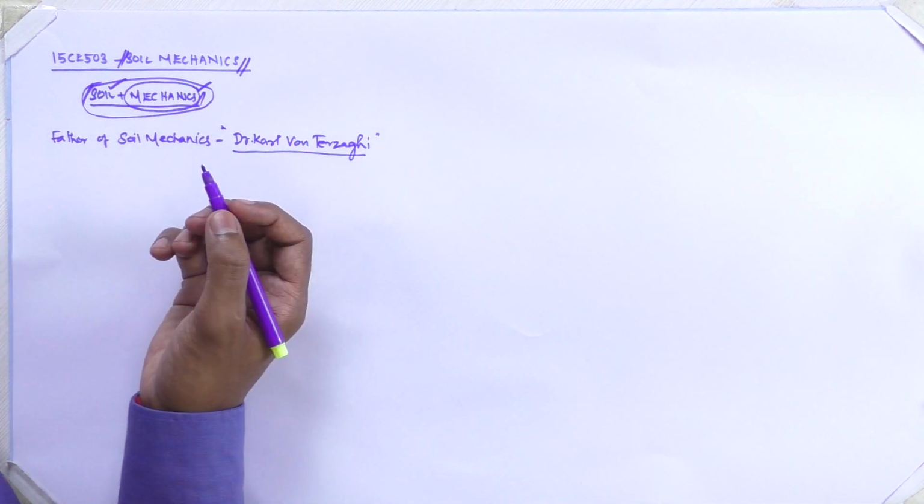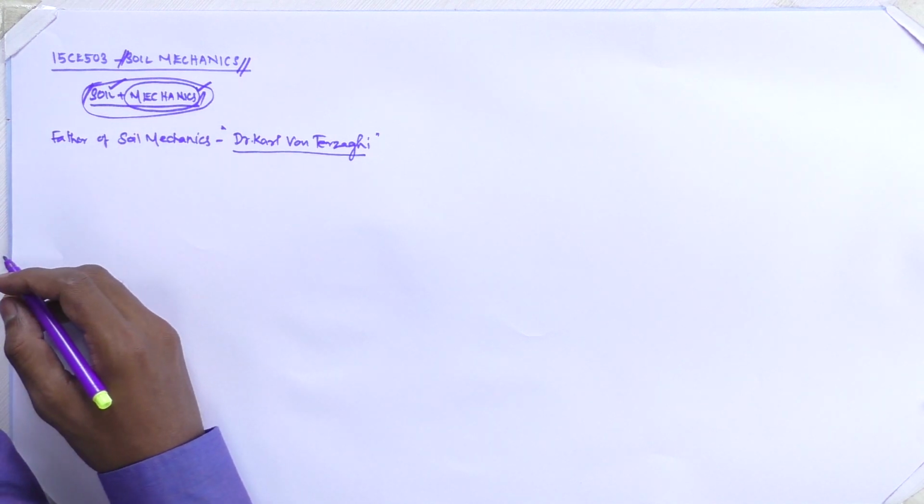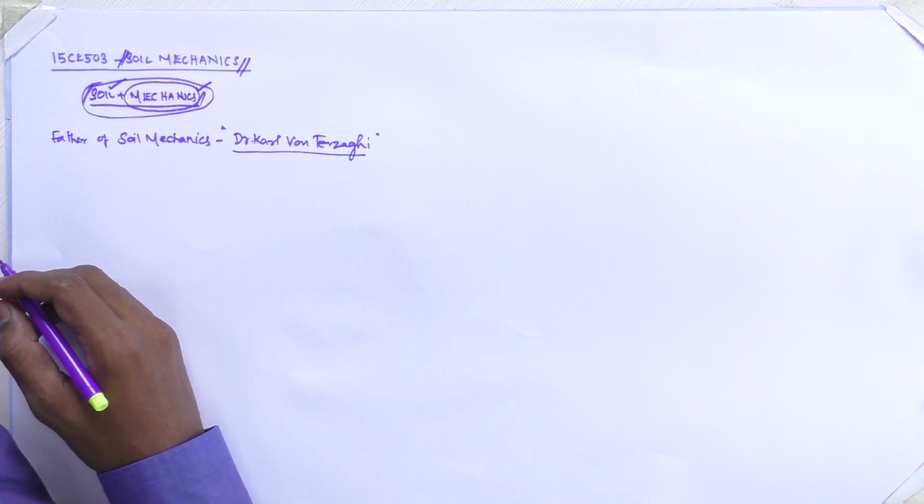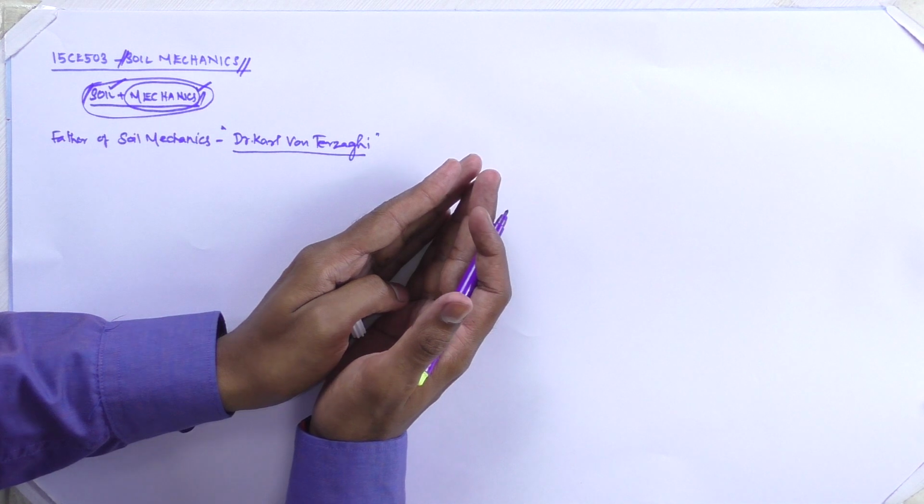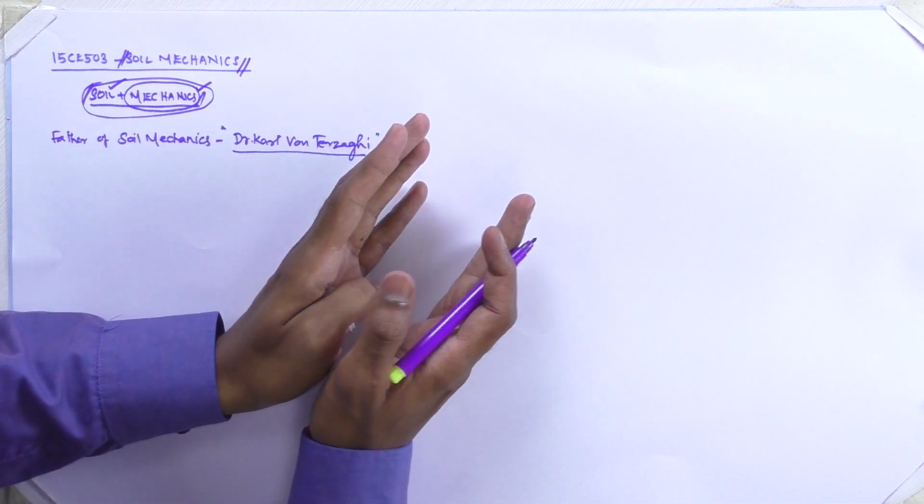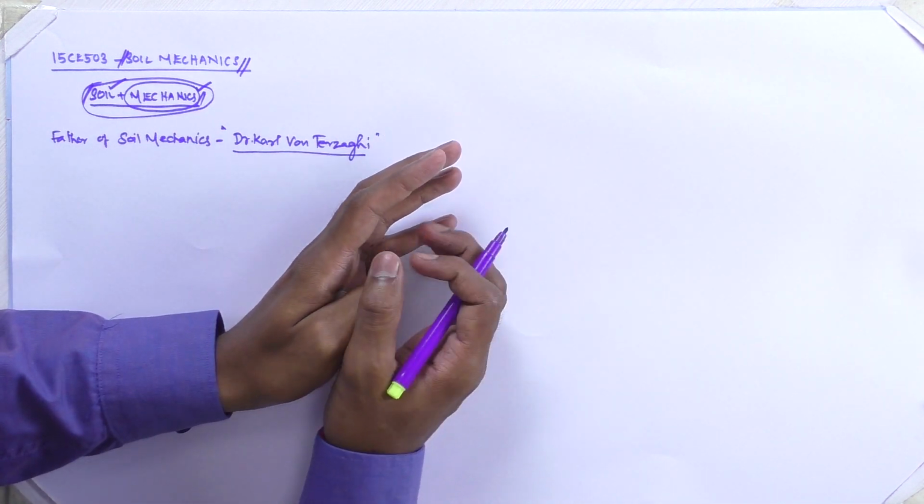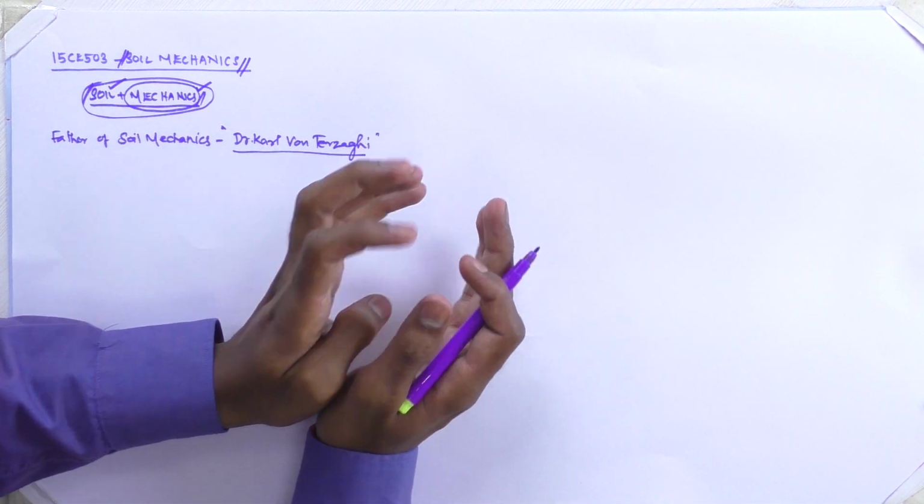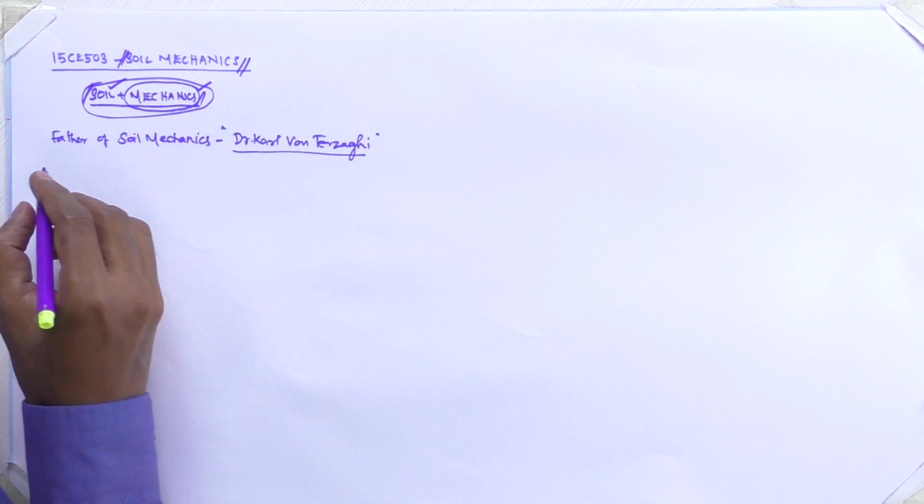Now before entering into unit 1, we have to look into the soil first. What is soil and how did it get produced? We have to learn the soil first. So let us start with the topic nature of soil.